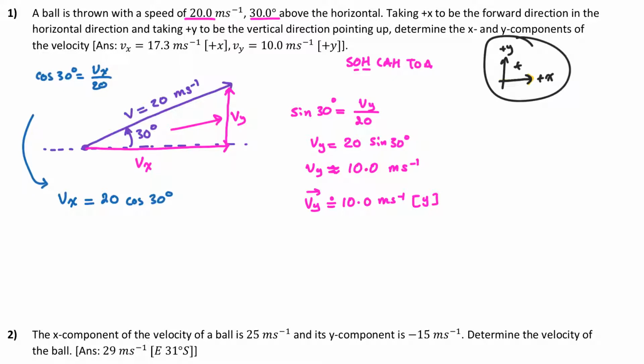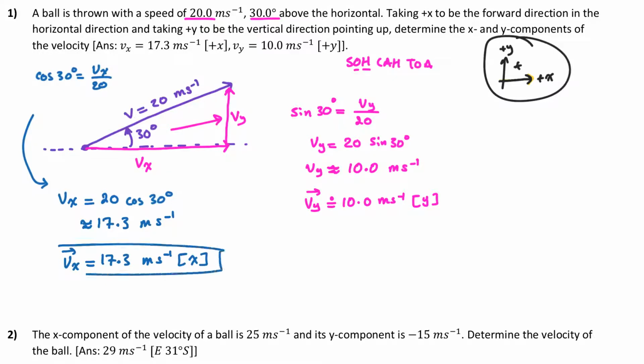We plug in the values and we will get approximately 17.3 meters per second. And to write this as a vector, it's 17.3 meters per second in the x direction. And I'm going to highlight both of my answers here. And this is how we break things down into components.